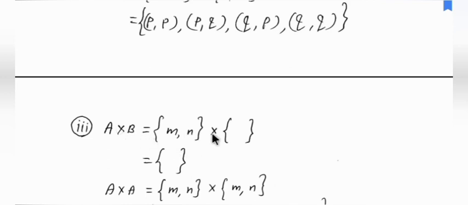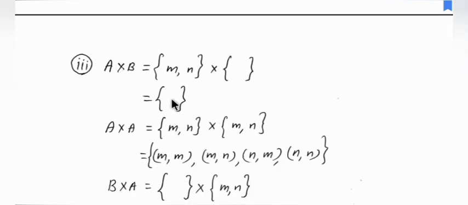This cross is here, this cross. Then take the cross product. First element. But here there is no element. Therefore, we cannot take the relation (M, comma, an element). Therefore, here the null set will be got. A cross B is the null set.